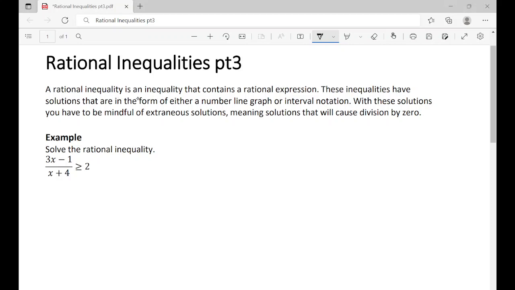A rational inequality is an inequality that contains a rational expression. These inequalities have solutions that are in the form of either a number line graph or interval notation. I will show both solutions.